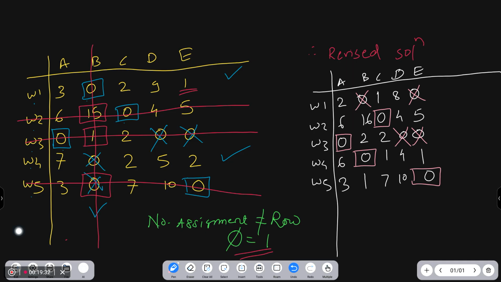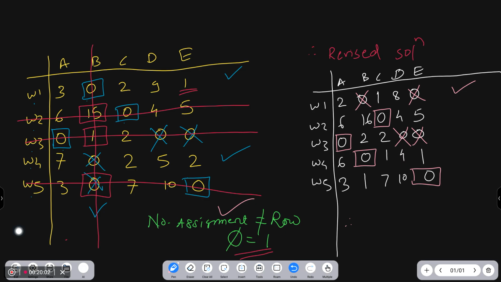Again, check whether it is optimal or not. It's not optimal. So what do you have to do? It is not optimal as the number of assignments is not equal to the number of rows. Same again, you have to pick the row that does not have an assignment. Therefore, we pick the very first row.